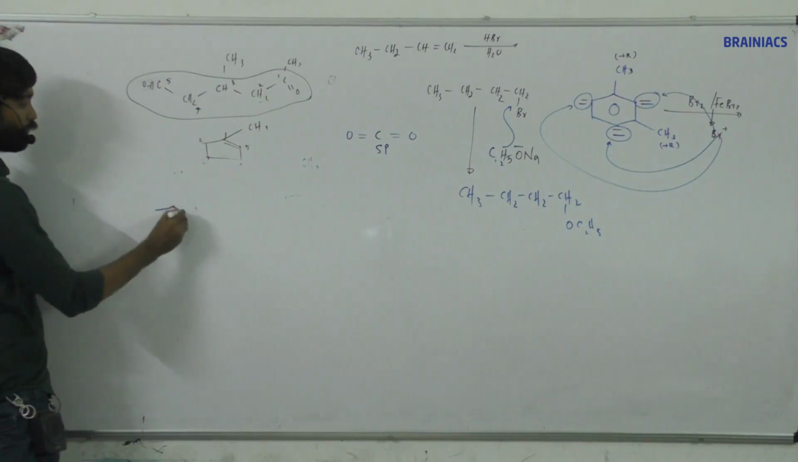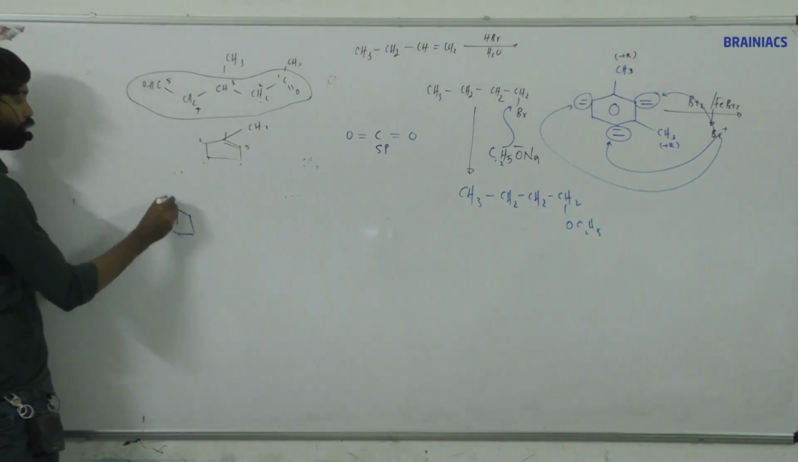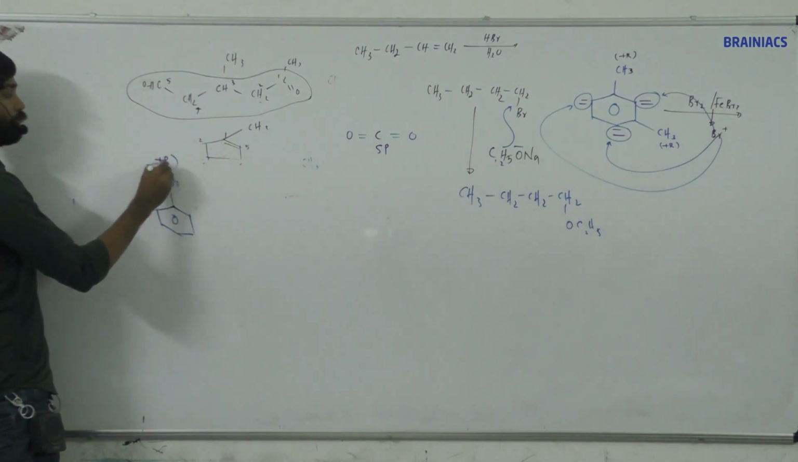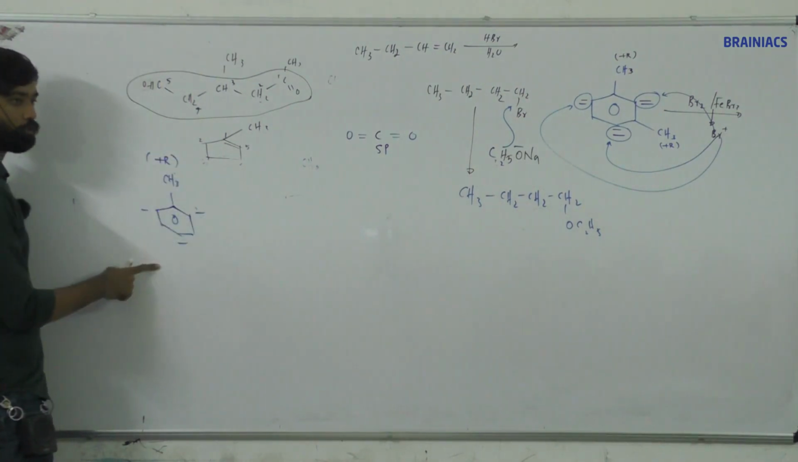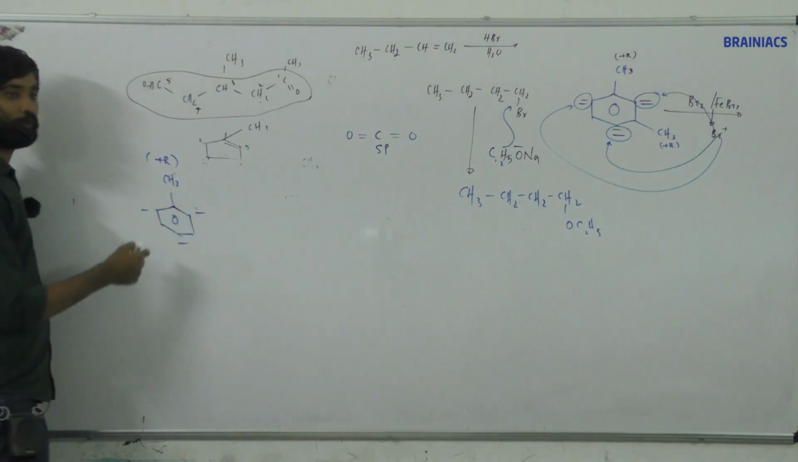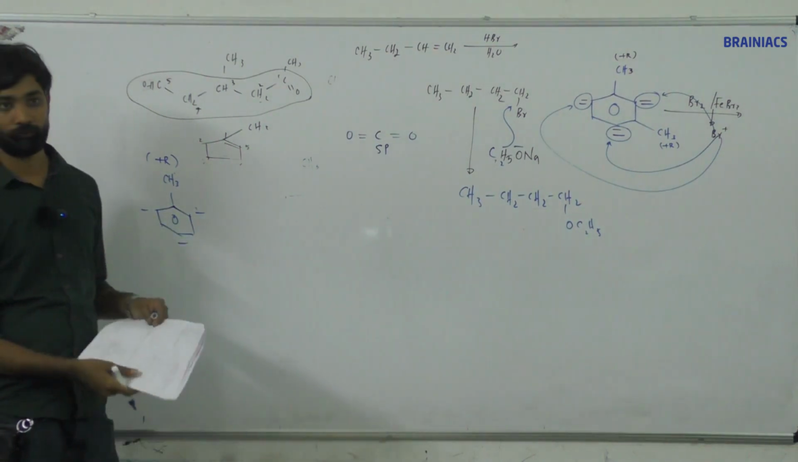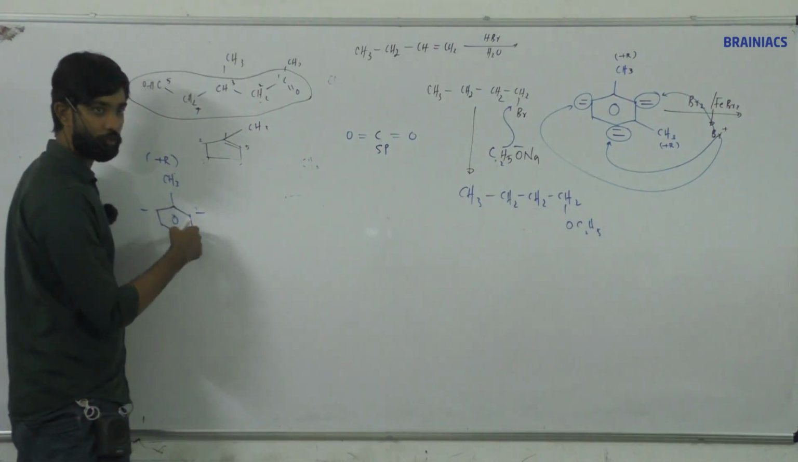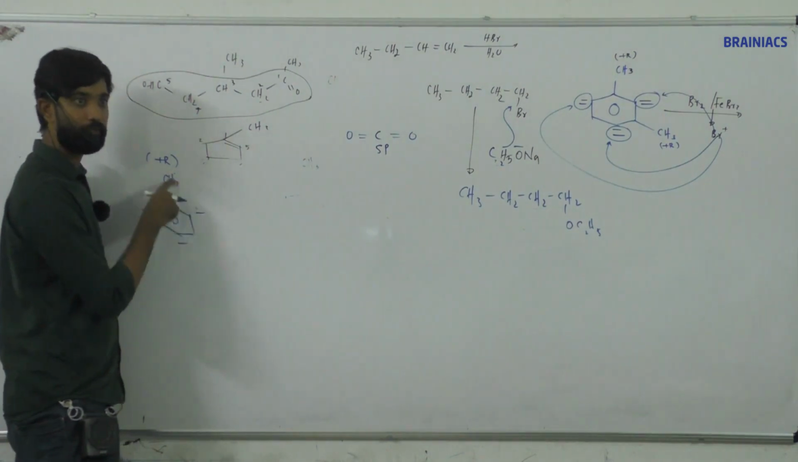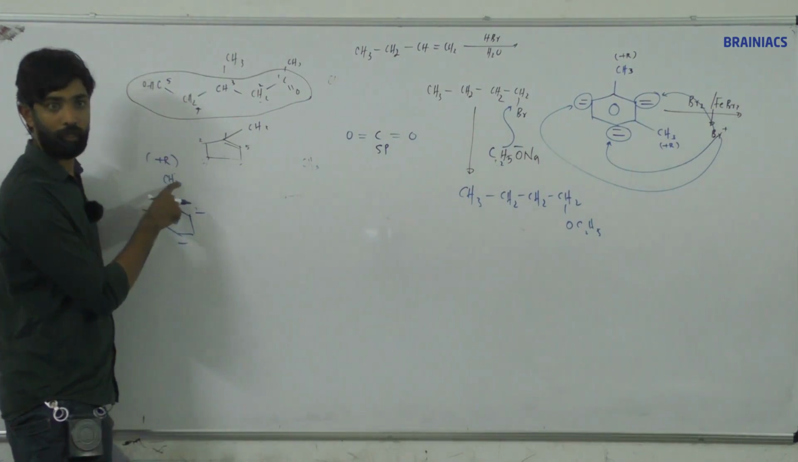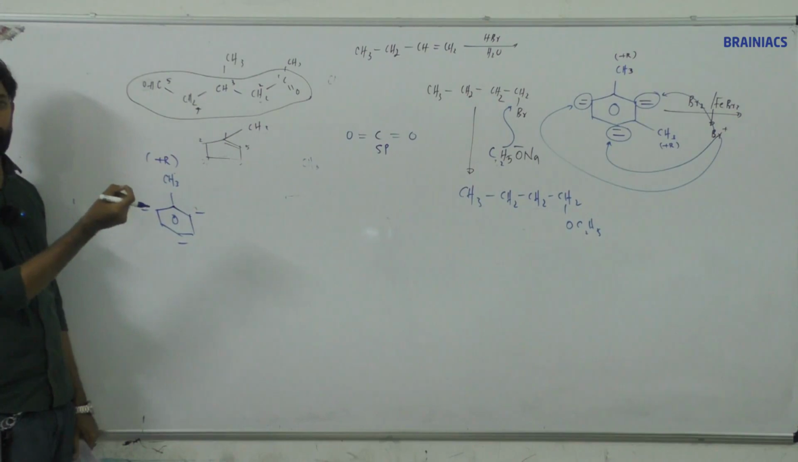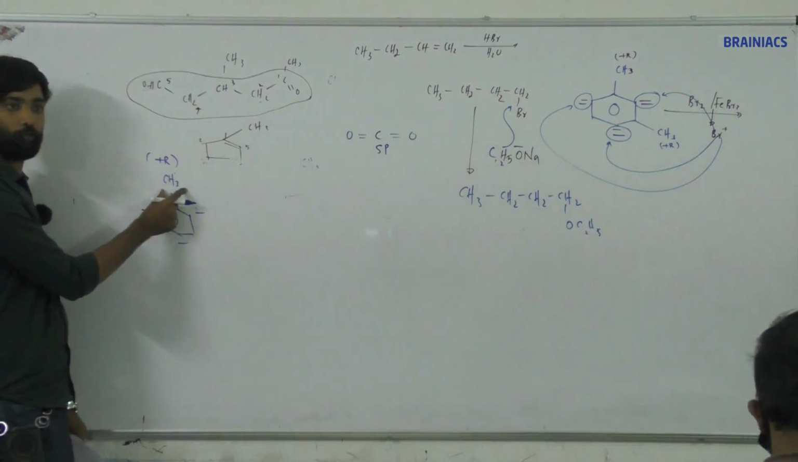Listen, you have toluene. What is the specialty of toluene? Toluene has a plus R group, right? So it can have extra electron density in the ortho-para position. Moreover, toluene is a benzylic compound. So it can show electrophilic substitution on the ring and free radical substitution in the side chain.